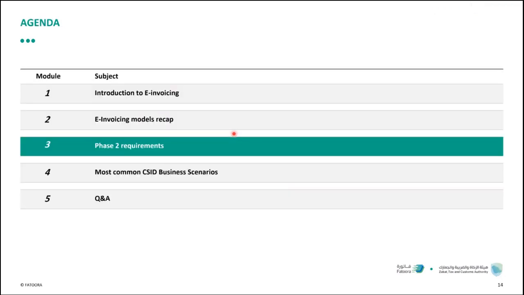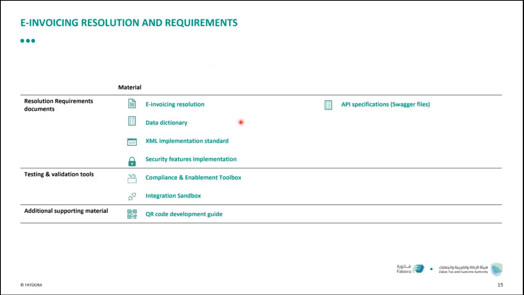Moving next to phase 2 requirements, we're going to have a deep dive on those requirements. We have published numerous materials and tools to help guide you through this implementation. When it comes to the documentation, we have published the invoicing resolution, the data dictionary for all the fields that are in the invoice, the XML implementation standard, the security features implementation, and finally the API specification in the form of a Swagger file. This is how to connect with the ZATCA platform and submit your invoices.